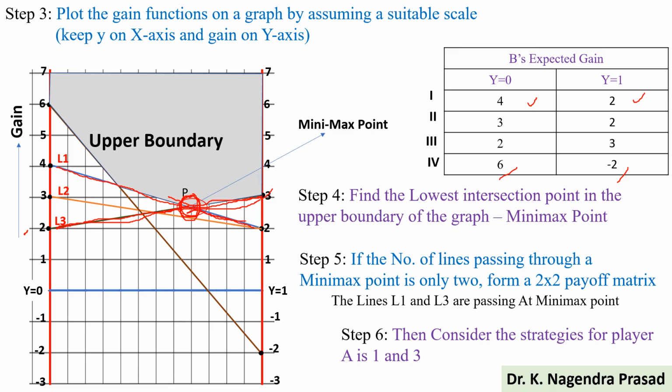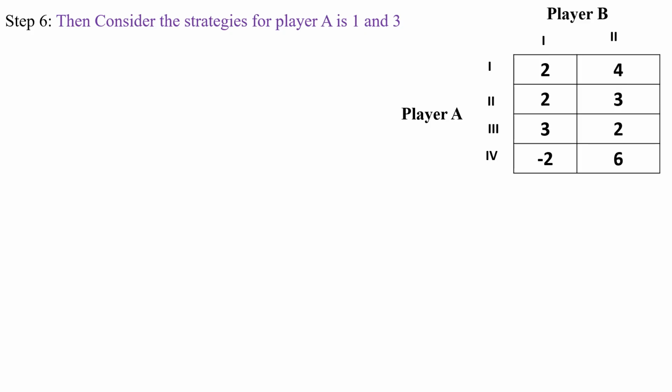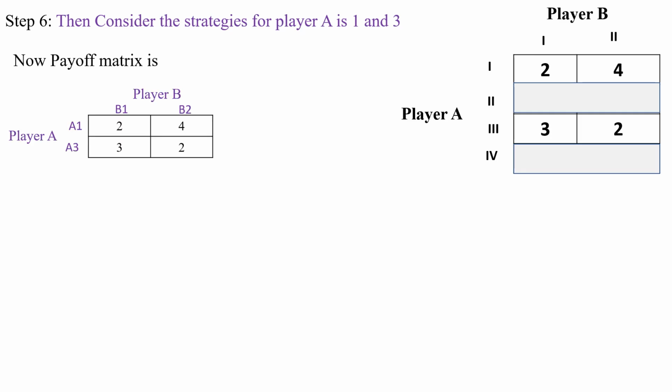Then we have to consider the strategies 1 and 3 for player A. So we are considering the 1 and 3 strategies for player A. Now the payoff matrix will become, player A having only 2 strategies, that is A1 and A3. Similarly player B having only 2 strategies, that is B1 and B2. And its gain values are 2, 4 for player A's first strategy, and 3 and 2 for player A's third strategy.